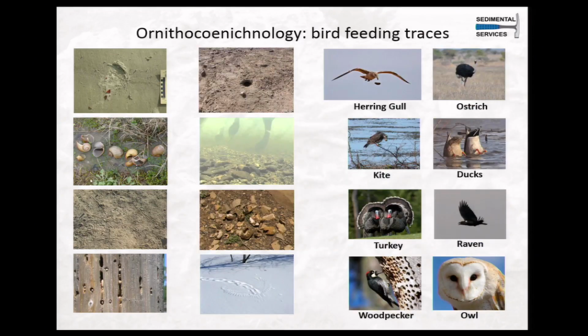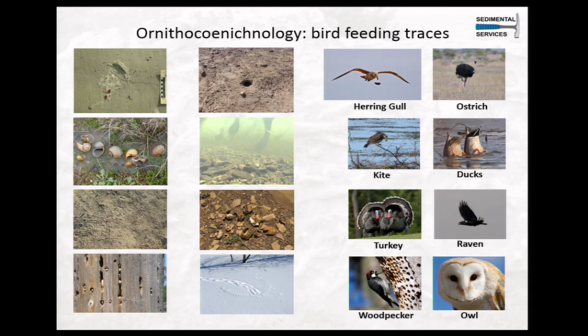So that led me on to think about other bird traces, and bird traces have never been reported from the fossil record beyond the prod marks. No other bird traces have been reported. So I would like us to start looking out for these. This is an impact trace from a herring gull dropping a shell on the beach to break it. This is allegedly an ostrich trace, where the ostrich has literally put its head in the sand.